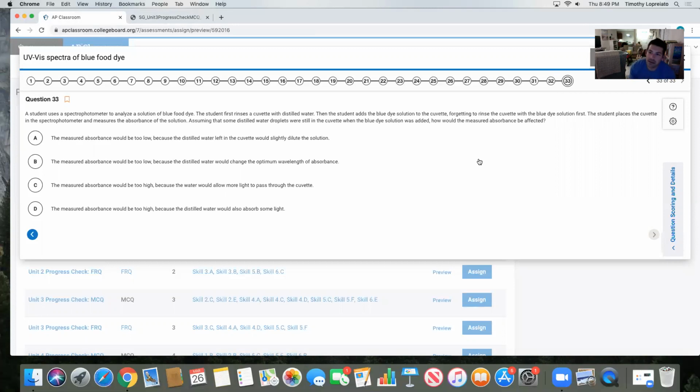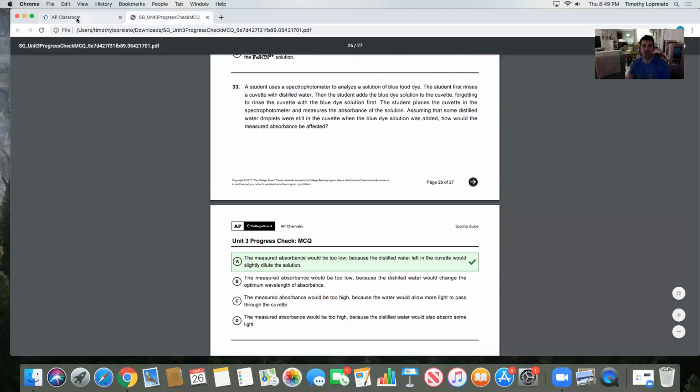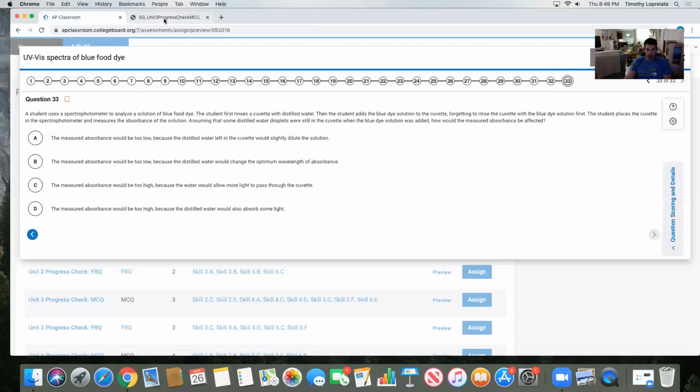So if we accidentally diluted the solution, we're going to get a lower absorbance. The measured absorbance would be too low because the distilled water was left in the cuvette with slightly dilute solution. I like that, choice A. All right, just scanning through. Too low because optimal wavelength, not choice B because the optimal wavelength doesn't change. Choice C. Too high, no, we're saying it's going to be too low. Too high for choice D. So question 33, we are saying it is choice A, and it is choice A. Wahoo! I know that's exhausting.